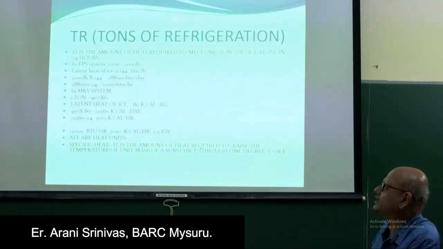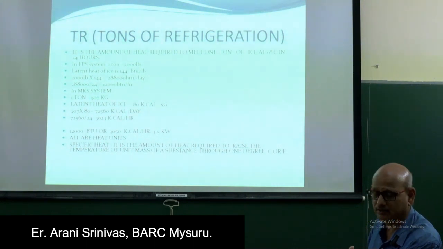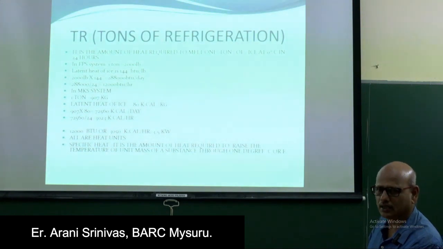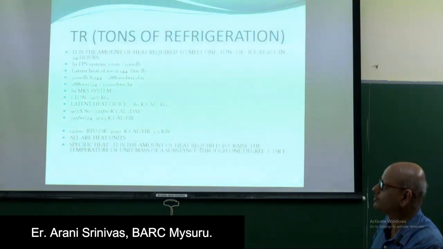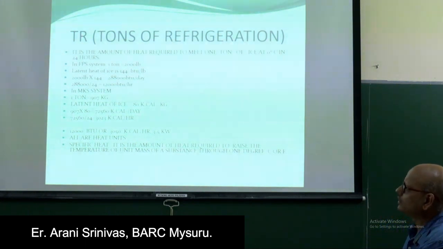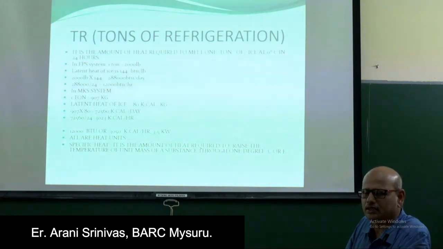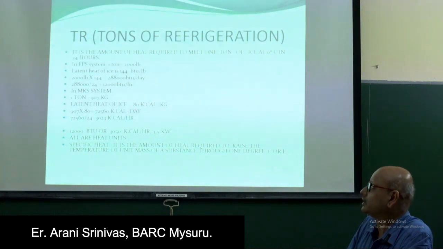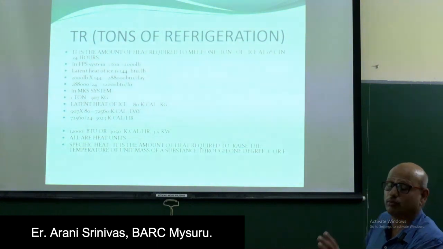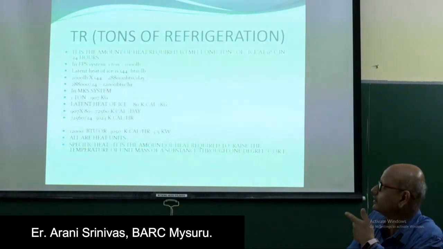In FPS system, 1 ton is 2000 lb. All air conditioners have been specified in British unit only, BTU. Nowadays, they have come out to kilowatts, SI system. So in FPS system, 1 ton of ice is equal to 2000 pounds. The latent heat of ice is 144 BTU per lb. This is British thermal unit. So to melt that 2000 lb, 2000 into 144 is the heat in BTU required.